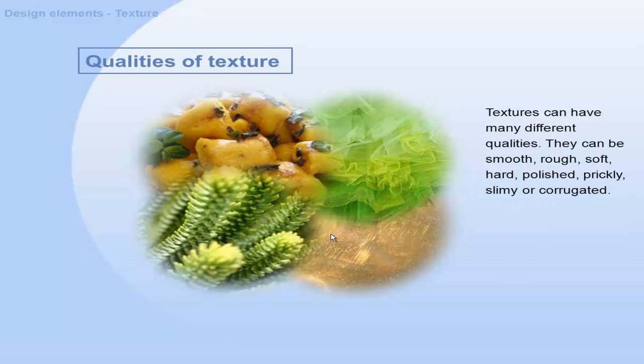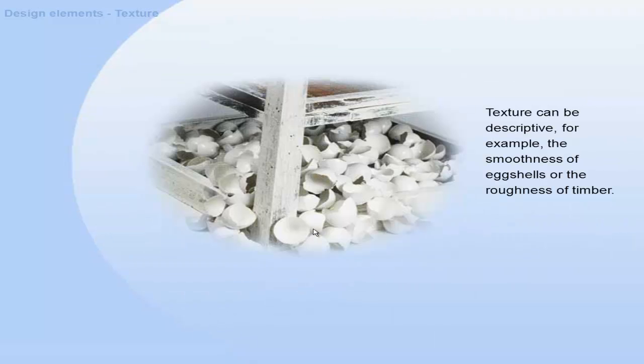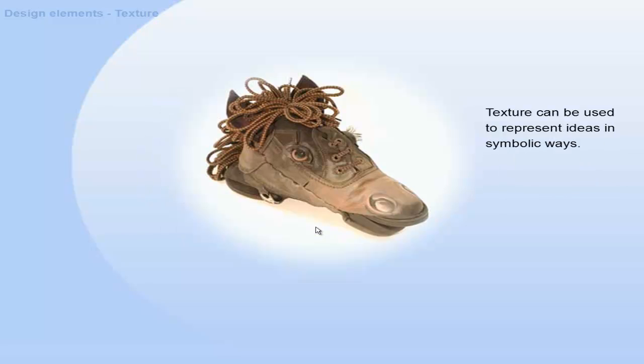Textures can have many different qualities. They can be smooth, rough, soft, hard, polished, prickly, slimy, or corrugated. Textures can be used to represent objects, people, places, ideas, and they can be used in descriptive or symbolic ways. Texture can be descriptive, for example, the smoothness of eggshells or the roughness of timber. Texture can be used to represent ideas in symbolic ways.